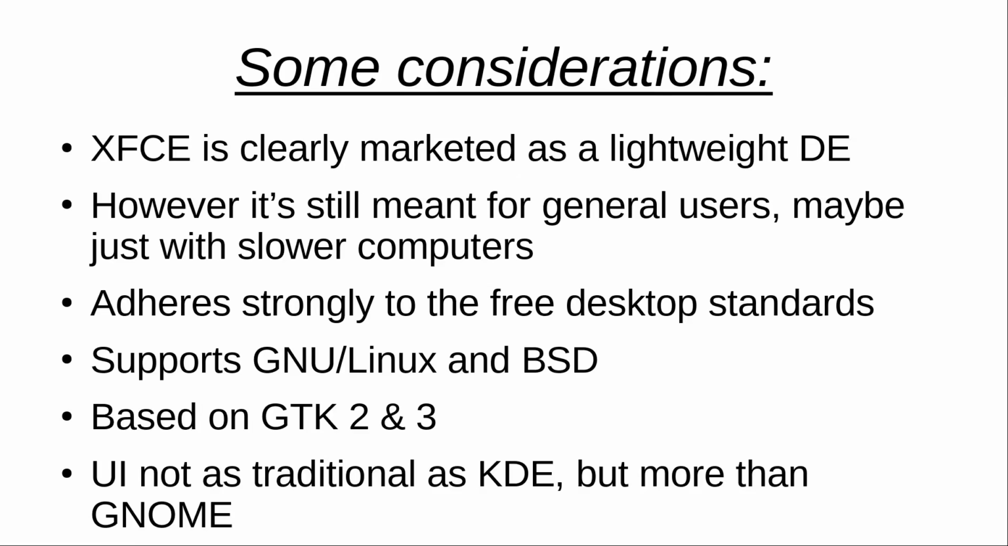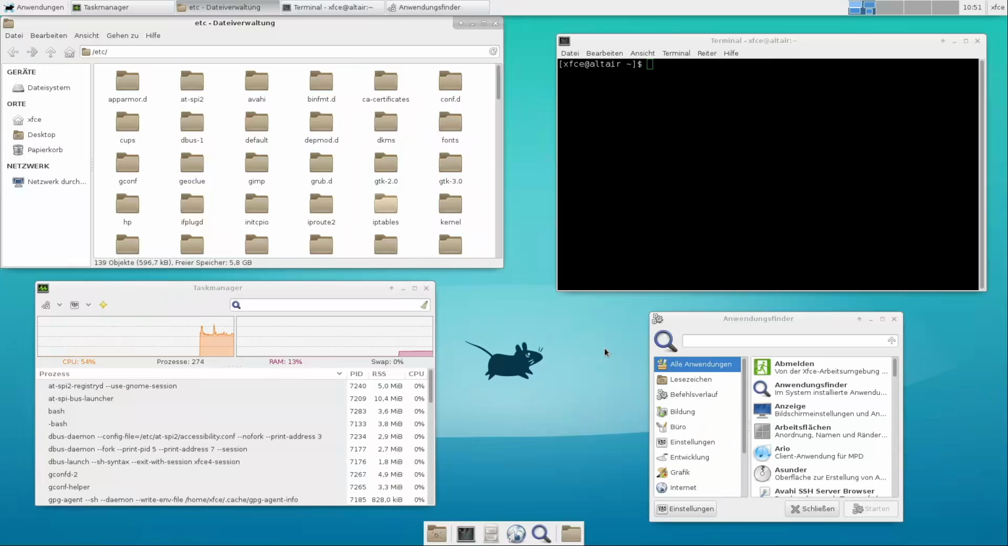However, it's still meant for general users, maybe just with slower computers, so older hardware and such. It adheres strongly to the freedesktop standard, so basically a lot of the components in XFCE are separated, and you download a lot of packages to get all that stuff. It supports GNU Linux and BSD, so you can get XFCE on BSD. It's based on GTK 2 and 3, more on that later, and the UI is not as traditional as KDE, but more than GNOME. If you look over here, just back to the previous slide, you'll notice that it's not exactly super traditional like KDE, which just has essentially a Windows desktop with a meta key press to open up a menu and stuff. However, it's not like GNOME where it's completely abstract, where you have a bunch of icons. It's a bit more like a Mac.